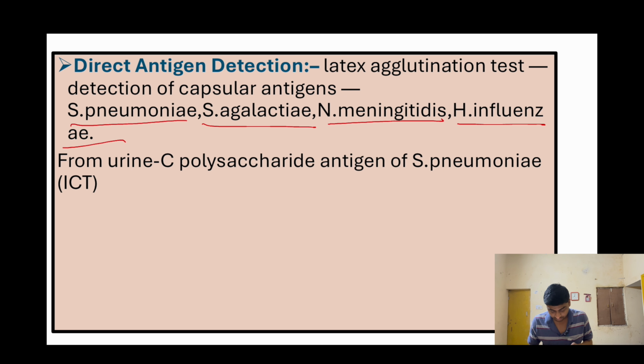Now, lab diagnosis can also be performed from urine. In the case of urine, the C polysaccharide antigen of Streptococcus pneumoniae can be detected by an immunochromatographic test.